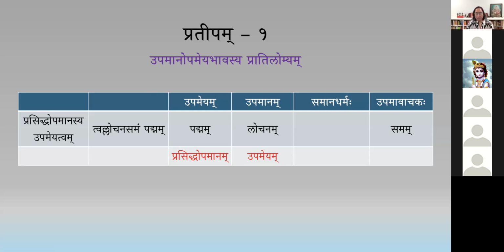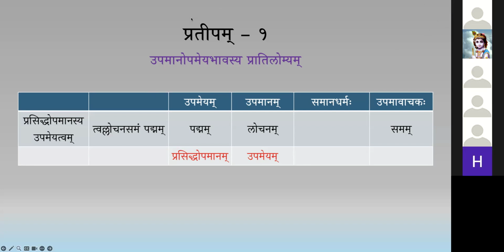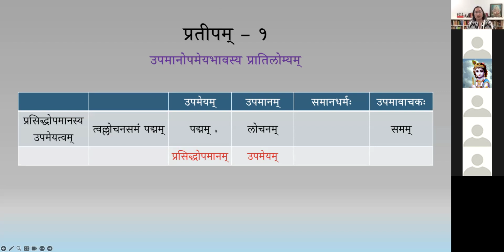So, Tvallochana Samam Padmam. In this example, we saw that samam is the upama vachaka shabda. Upamanam is actually padmam, the lotus, which we usually consider the prasiddha upamanam, but now that has taken the position of upameya. And lochanam, which is the varnyam, that which we have to describe here, the eyes of the Nayika, have now taken the position of upamanam. So this is the basic Pratilomyam, or Vaiparithyam, that we are talking about. So that is the first type of Pratīpa.